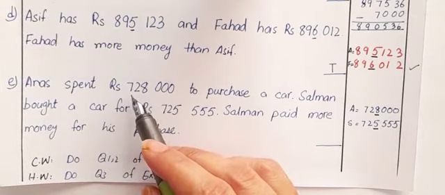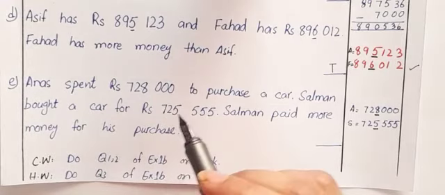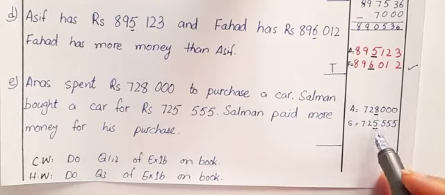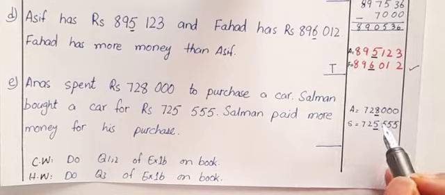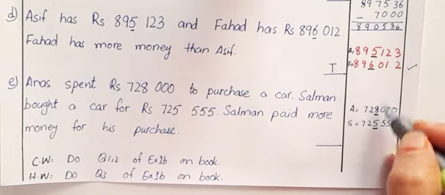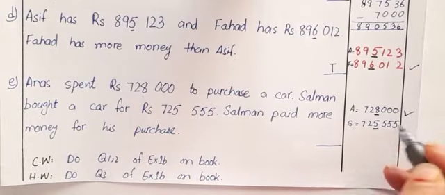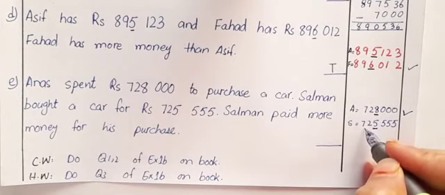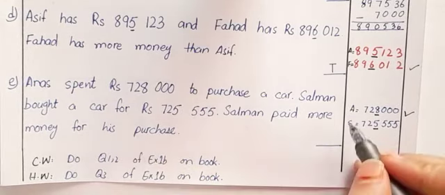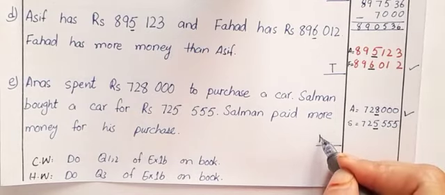This is 728,000. This is 725,000. So here you can see I have written A for Anas, S for Salman. Is 8 bigger or 5? 8 is bigger. So here you can see, boys, 8 is greater and 5 is smaller. So who spent more money? Anas. Sorry, it is Anas. And who spent less money? Salman. So they are saying Salman paid more money. Can it be possible? Is 25 bigger or 28? So boys, it is false.